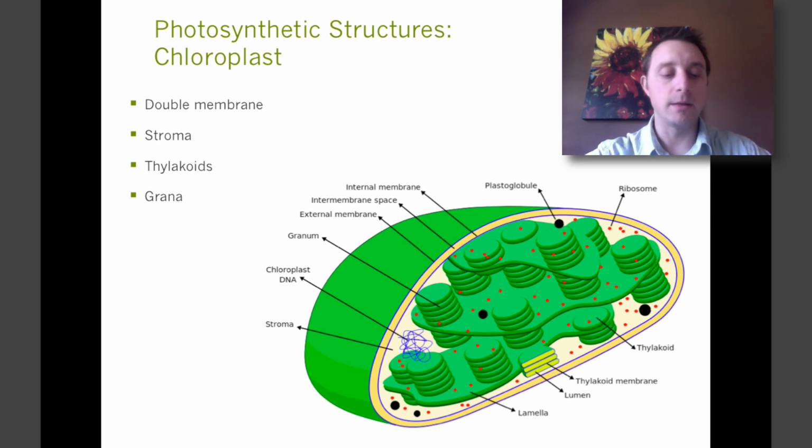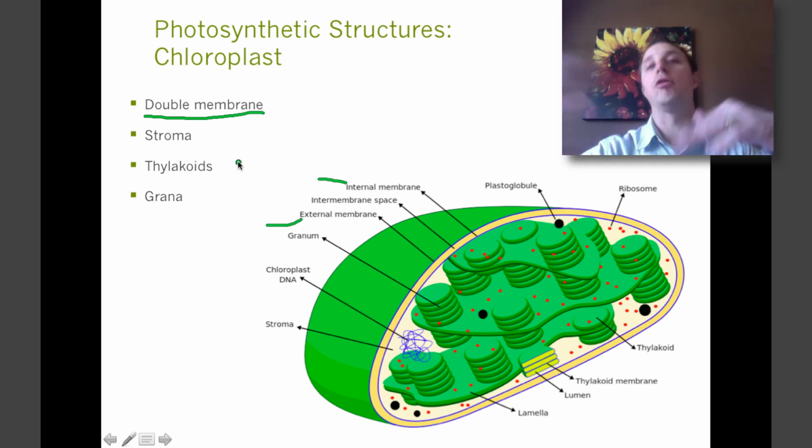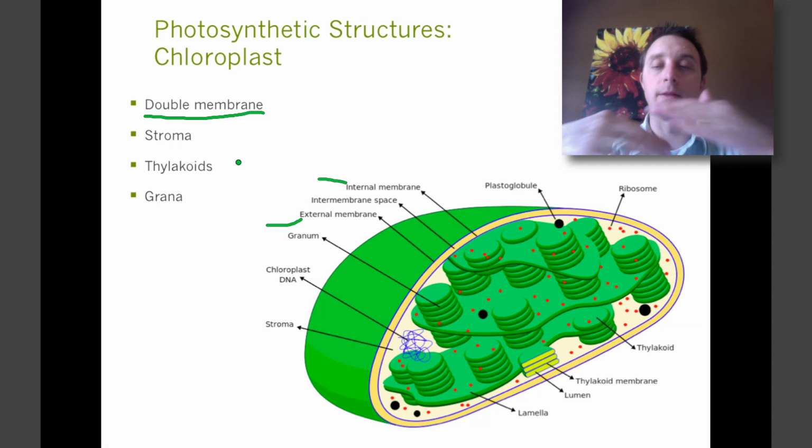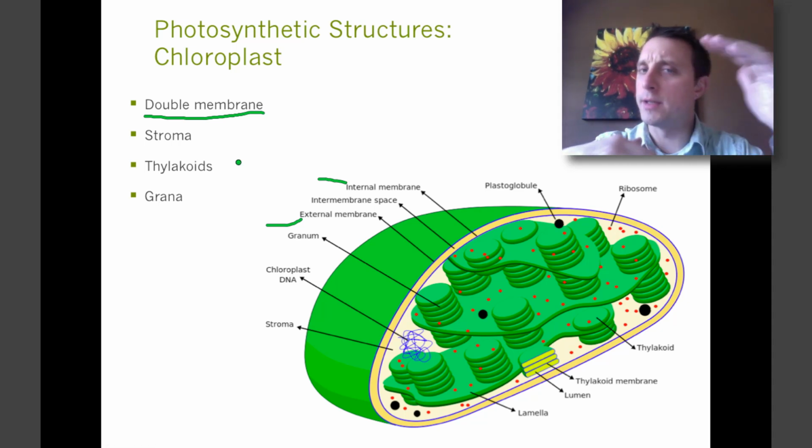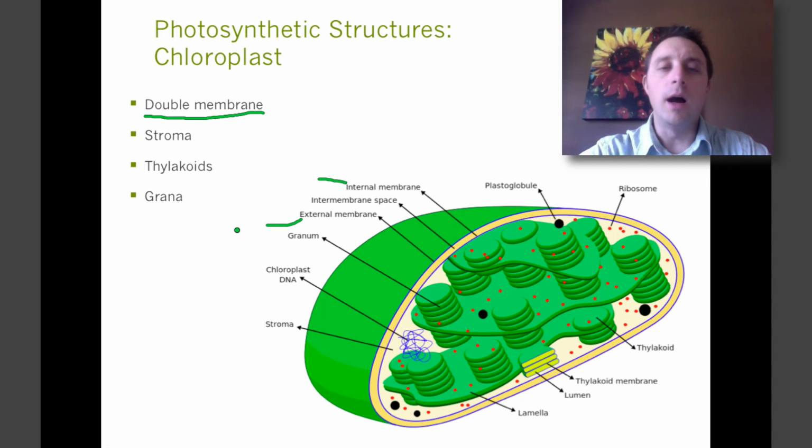As I said, the chloroplast is the photosynthetic organelle, so we should know a little bit about the structure of that. There are two membranes which surround the chloroplast, so we call it a double membrane. There's the internal membrane and the external membrane. Sometimes they're also referred to as the outer membrane and the inner membrane. That's fairly self-explanatory, right? One's on the outside, one's on the inside. And then filling the chloroplast is something analogous to the cytoplasm of the cell, kind of like the cytoplasm of the chloroplast: the stroma.